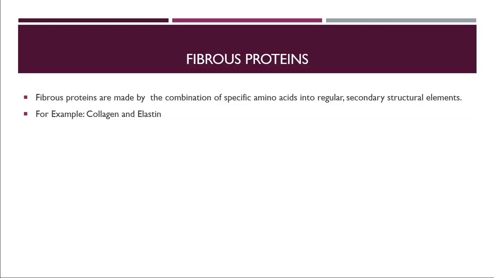Fibrous proteins. Fibrous proteins are made by the combination of specific amino acids into regular secondary structure elements. For example, collagen and elastin. So keep in mind, fibrous protein does not have any tertiary structures or quaternary structures. They just have the secondary structures there, okay?